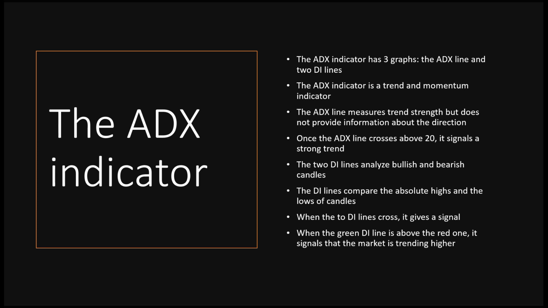The DI lines compare the absolute highs and the lows. When the DI line crosses, it gives us a signal. When the DI line is above the red line, it signals that the market is trending upward. Now, I did mention that we had set for the example the DI lines at 1 period.